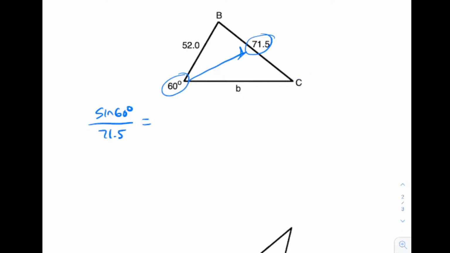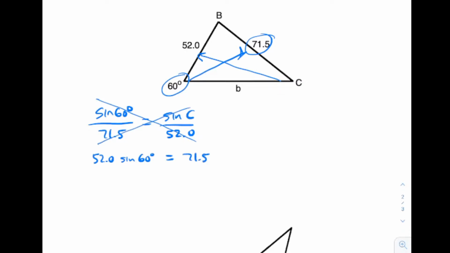Now, let's cross the triangle this way from the C over to the 52. So the sine of angle C over the 52.0. Okay, so whenever you set up a proportion and there's only one variable in it, you know you can solve for that variable. So that's pretty cool. So I'm going to start the cross products. 52.0 has to multiply the sine of 60 degrees, and that will be the same as, I'm going to write it out this time, 71.5 times the sine of this angle C.